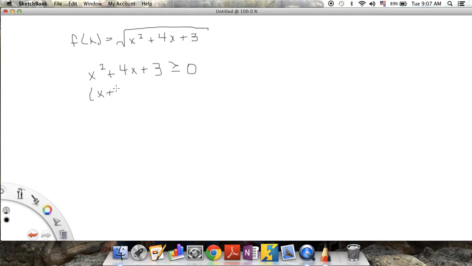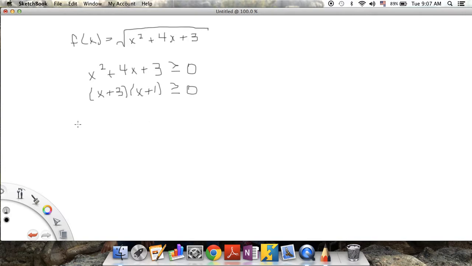Now what if we have one that's a little more complicated and we want to find its domain? Well, how about this one? We have the square root of x squared plus 4x plus 3. If I want to know what the domain is, then I still have to take the interior of the radicand and I want it to be greater than or equal to 0. So this factors nicely to x plus 3 times x plus 1, and that's greater than or equal to 0.